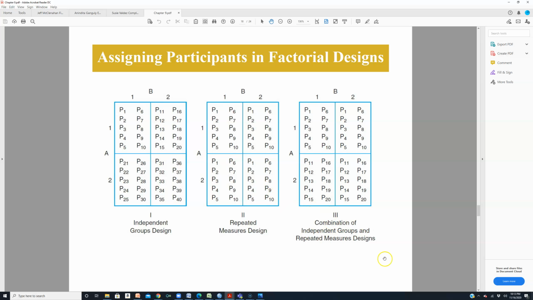Here's a mixed factorial design where, in this particular variable, the same 10 participants are in both B1 and B2. And in this particular condition, the same participants. So there are different participants in the different A's, so that's a between groups variable. And for B, it's a within groups variable because it's the same people in both levels.